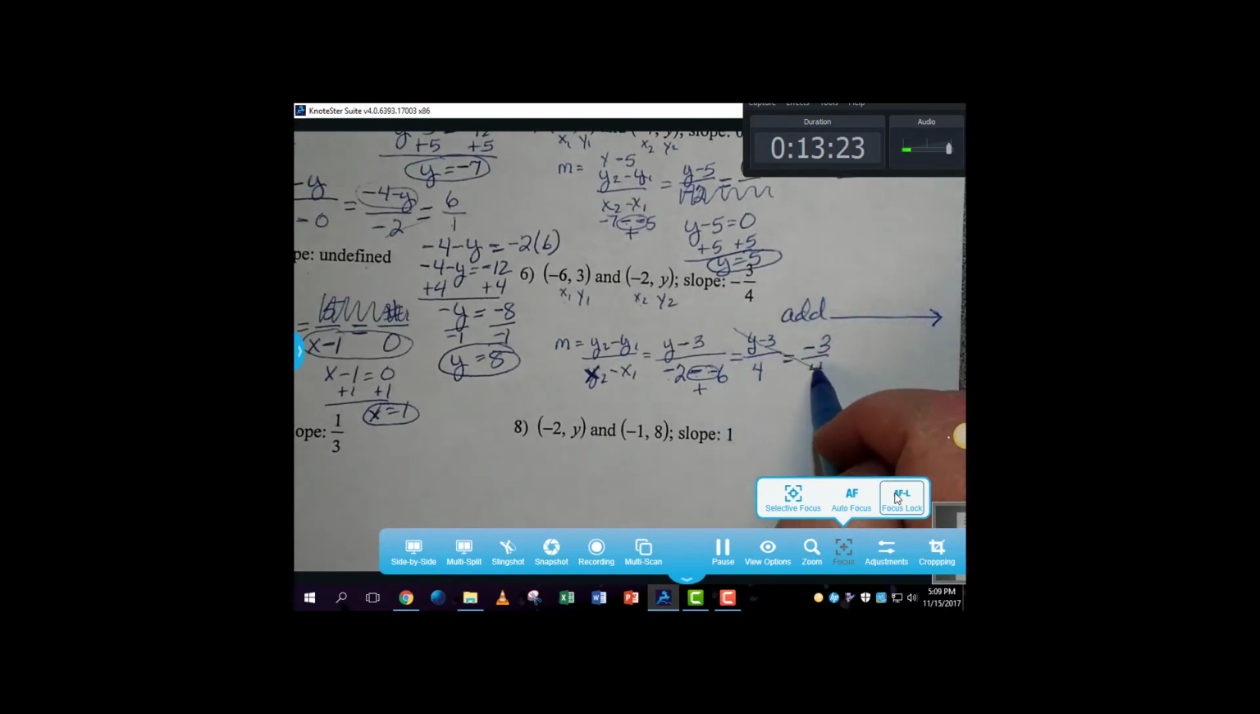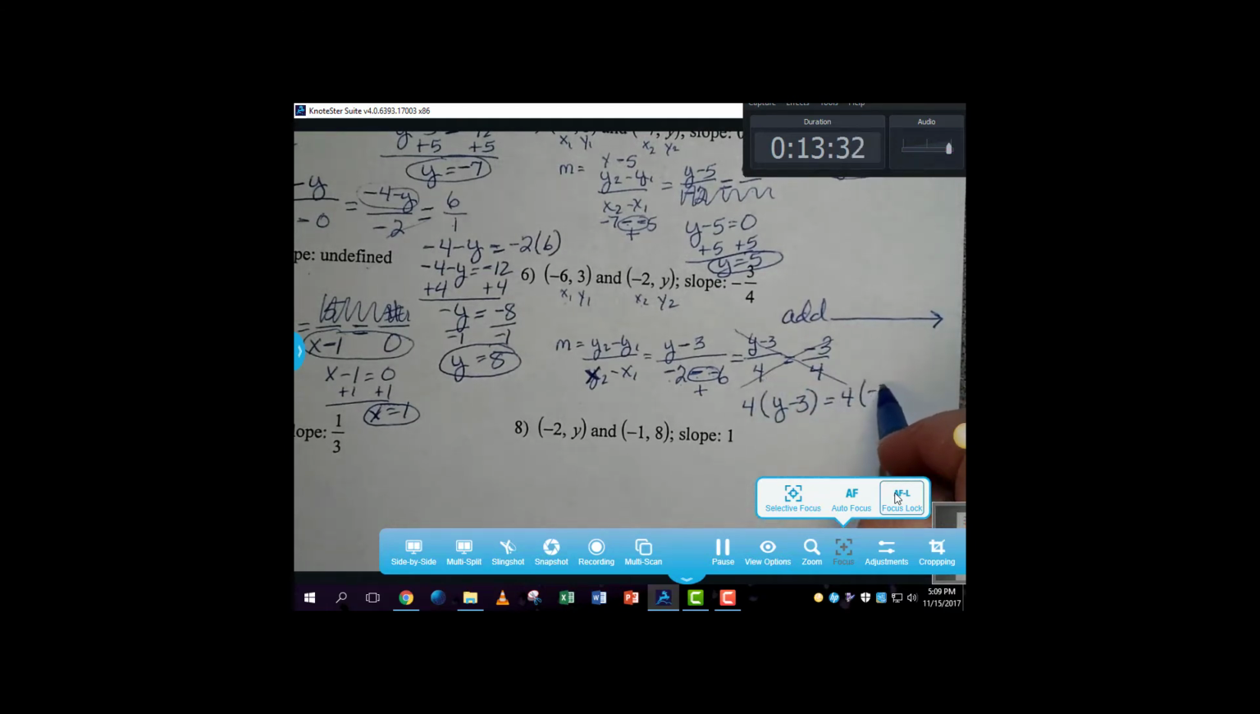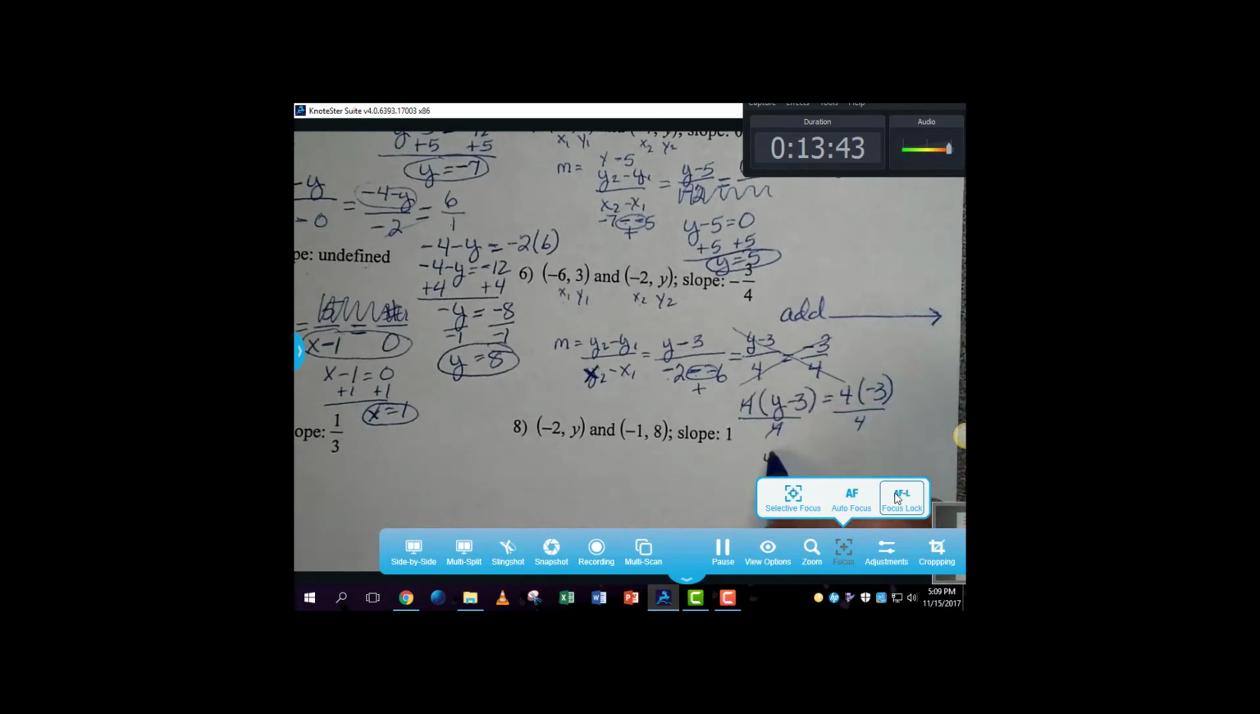Now I can cross multiply. I'm going to get 4 times the quantity y minus 3 equals 4 times negative 3. But look, I can go ahead and divide both of these by 4. That simplifies to a positive 1, so I have 1 times y minus 3. That simplifies to a positive 1, so that's going to just be negative 3. Now I'm going to add 3 to both sides. I get y equals 0.